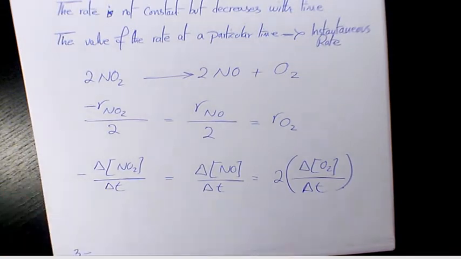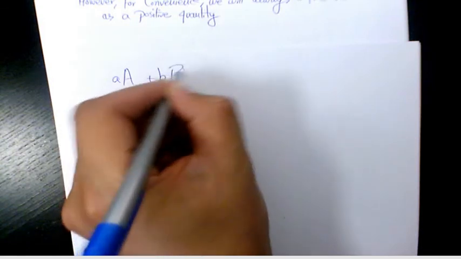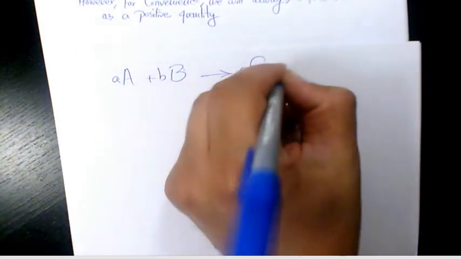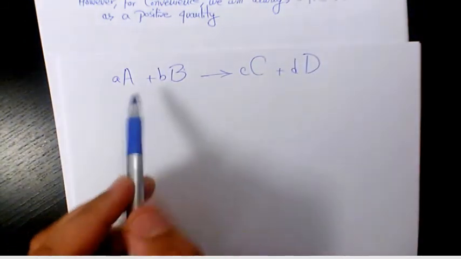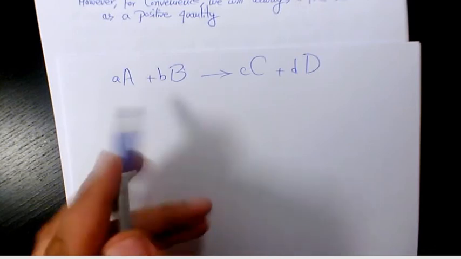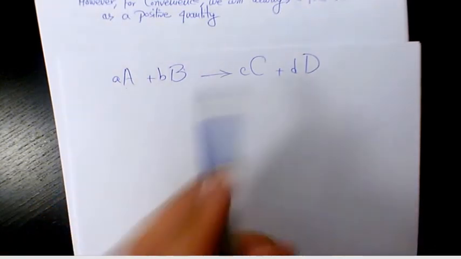So I can put it this way. When we are dealing with aA + bB gives us cC + dD, I put the coefficients in lowercase, and uppercase are the compounds. A and B are the reactants. C and D are the products.